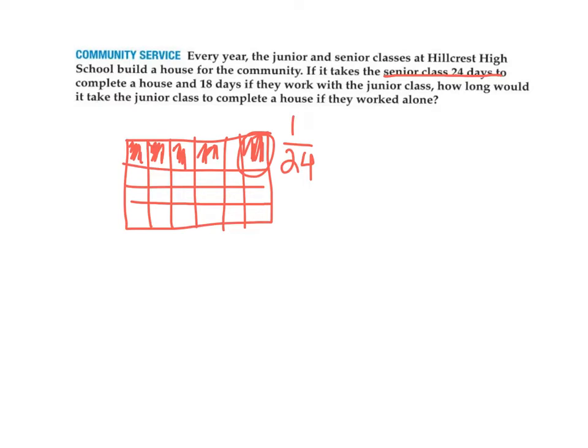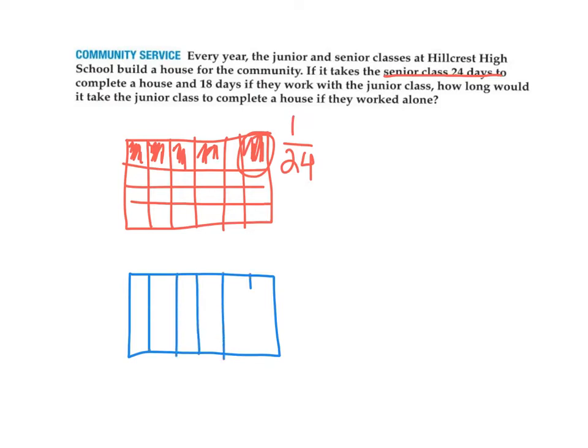Together, they complete it in 18 days. So the first day comes, both senior and junior class are there, they can get 1/18 of the job done. Then the next day, they get the next 18th of the job done. So together, their rate is 1 out of 18. So they get 1/18 of the job done every single day. And that would be both the junior and senior class working together.